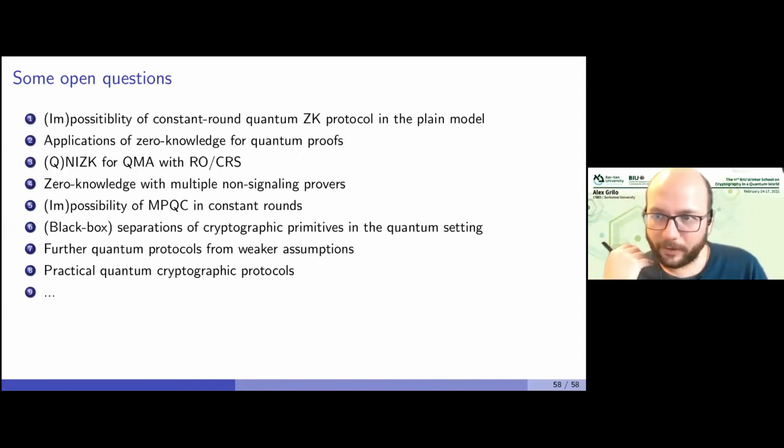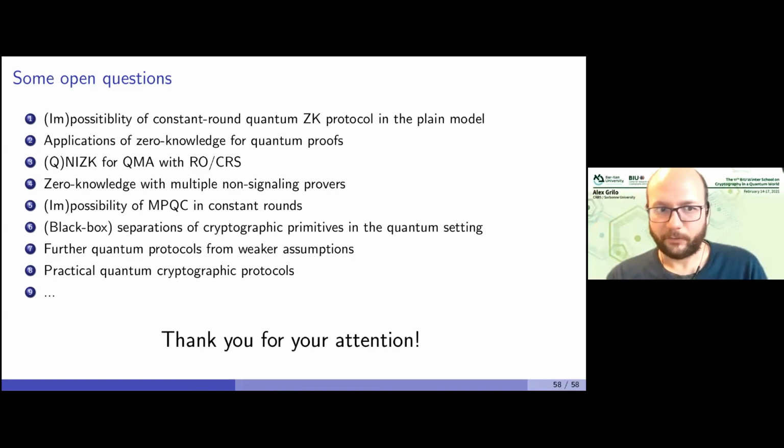But still, even classically, we're far from being done studying these protocols, or these subjects, let alone quantum. So there are plenty of open questions involving quantum zero knowledge and quantum multi-party computation. And with that, I'd like to finish. So thank you for your attention.